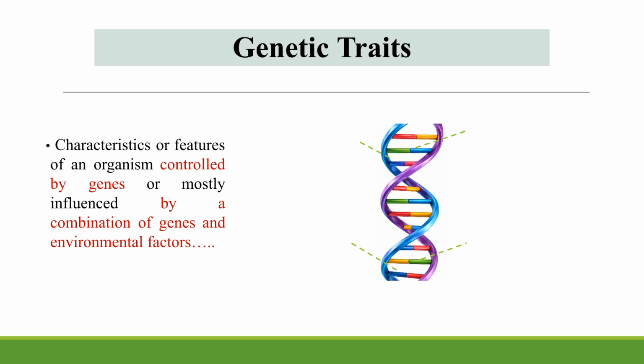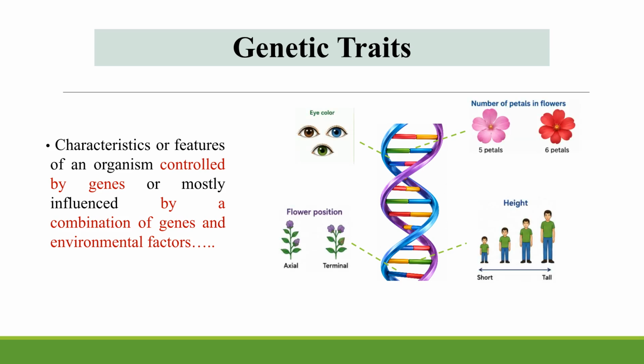Genetic traits are characteristics of an organism primarily controlled or influenced by a combination of genes and environmental factors. When we look at the natural world, we see an incredible variety of traits, from eye color to a person's height. But how do biologists actually categorize these differences?